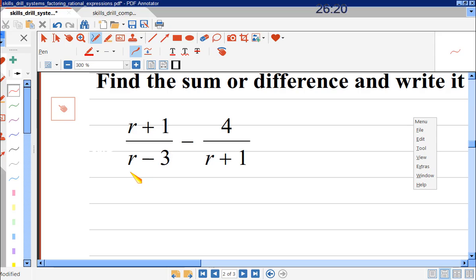So typically you're going to have two fractions with two variables, and your goal is to find a common denominator and then add or subtract the numerator. So that's the same way that we add or subtract regular fractions. So if we have 1/3 minus 1/4, we need a common denominator, which would be 12.